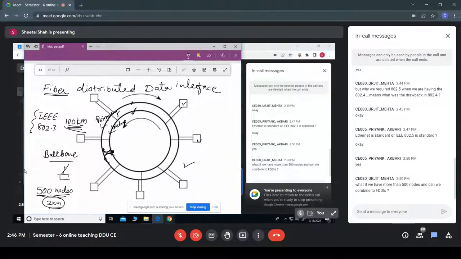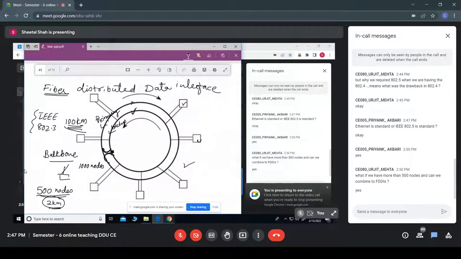Okay, if you are having more than 500 nodes, as you see here in the wrap up. So if we wrap up, then up to 1,000 nodes can be interconnected with each other. Are you getting me, Urjit? The maximum number of nodes which can be connected, if we are wrapping up these two cables, is around 1,000 nodes.